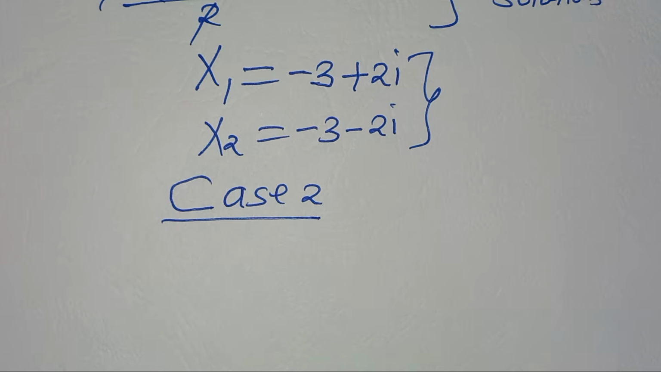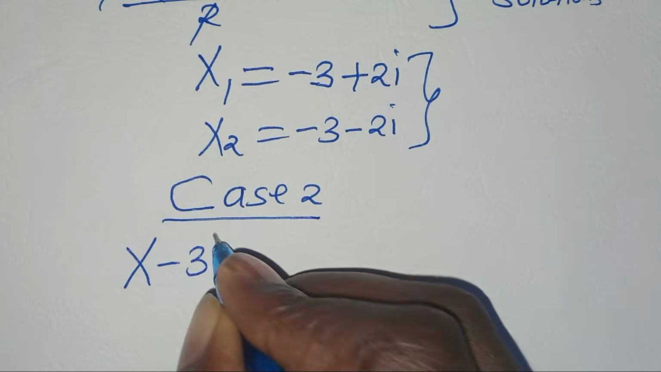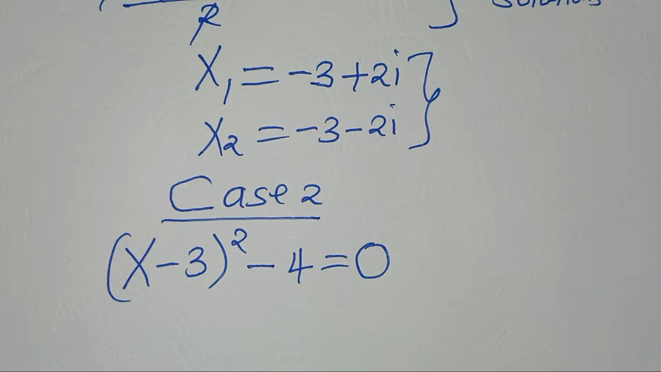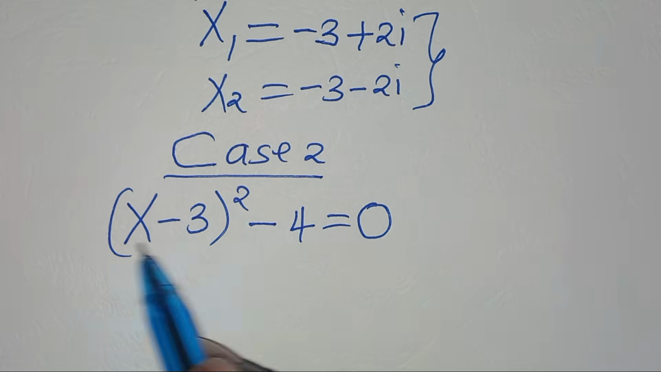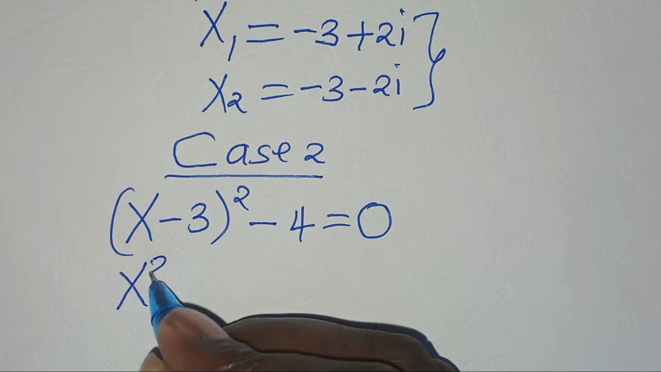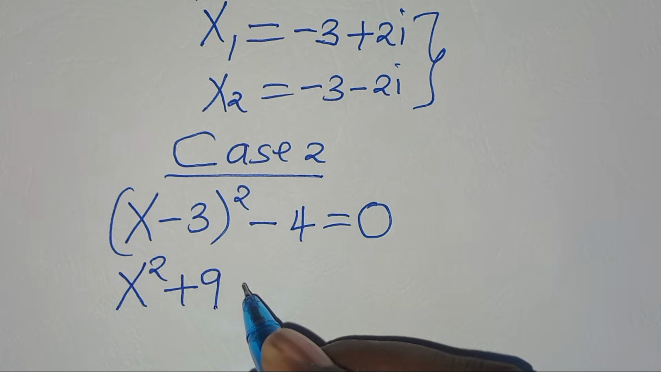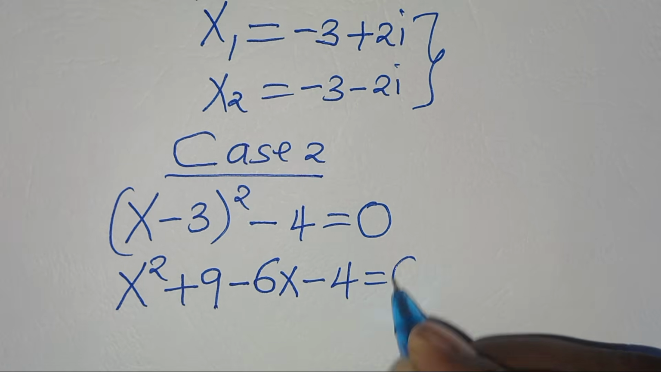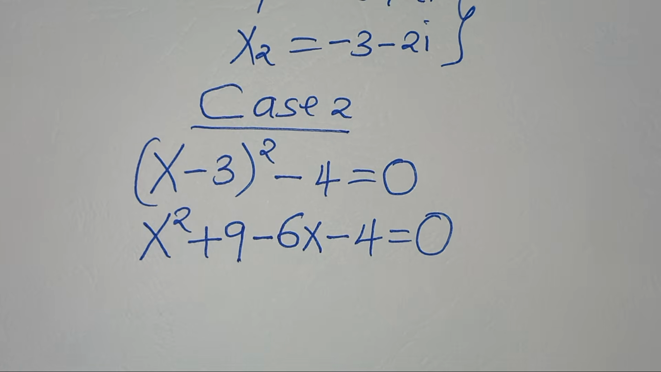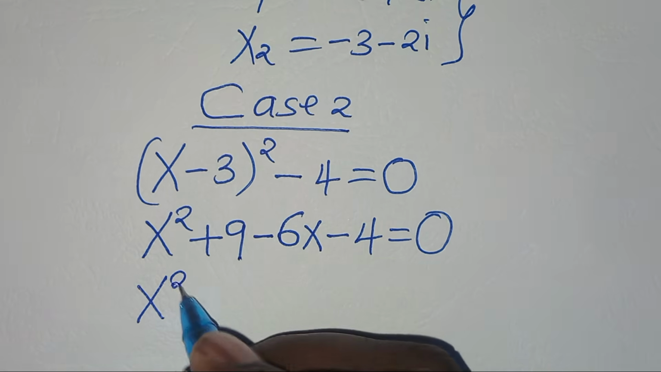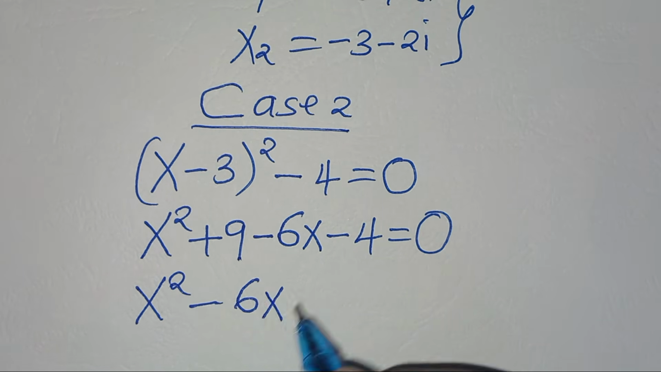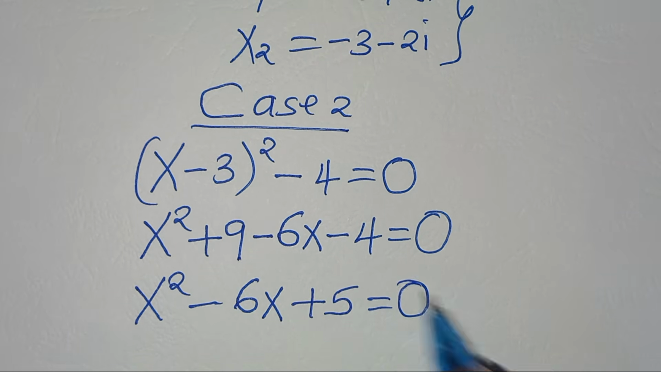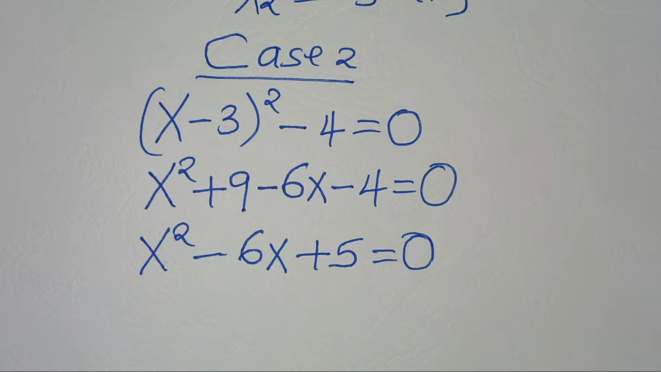Now in case 2, we have x minus 3 raised to the power of 2 minus 4. This is equal to 0. Now let's expand this. So here we have x to the power of 2 plus 9, subtract 6x minus 4. This is equal to 0. So this is x to the power of 2 minus 6x plus 9 minus 4. This is plus 5. And this is equal to 0. So this is a quadratic equation.